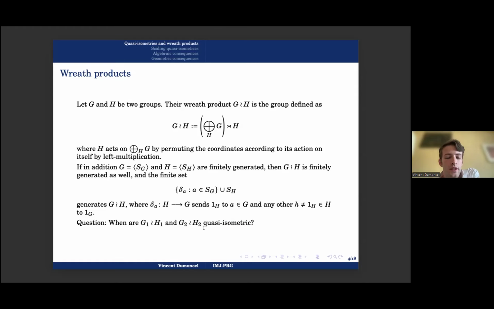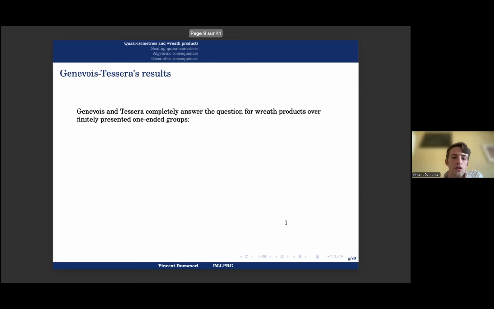But the question in general is still widely open, and there are many cases where we just don't have any idea of what the answer could be. But for today, I just want to insist on one recent development in a special case, because it is the important result that led to talking about scaling quasi-isometry. The result is due to Anthony Genevois and Romain Tessera, and they offer a complete answer to the previous question in a specific case.